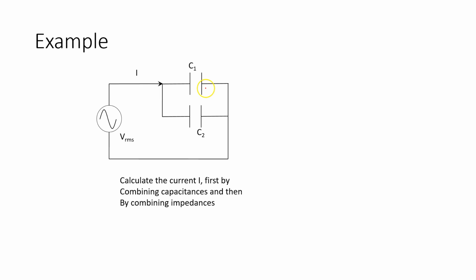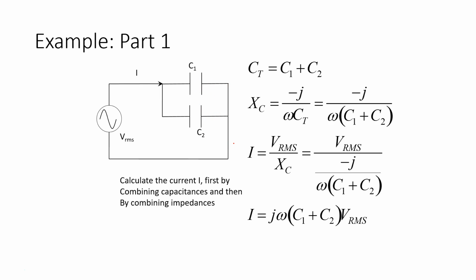Since these two capacitors are in parallel, we will get C total is C1 plus C2, and then XC, which is the total reactance of these two in parallel, is minus j on omega CT, which is minus j on omega (C1 plus C2). And if I find the current from that, which is simply V on XC, I get this: minus j omega (C1 plus C2) V. So that's simple enough.